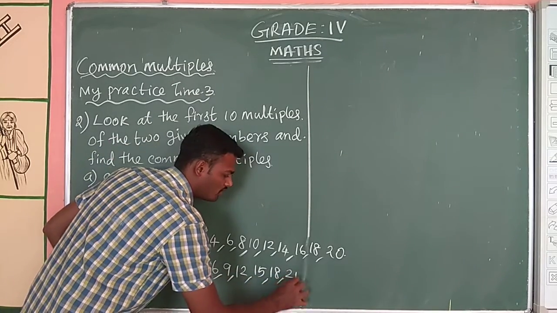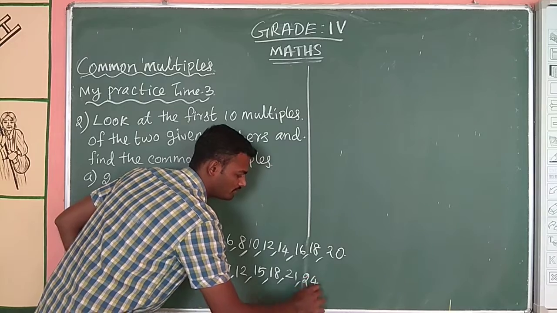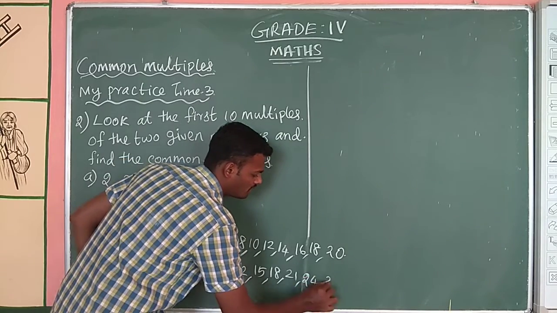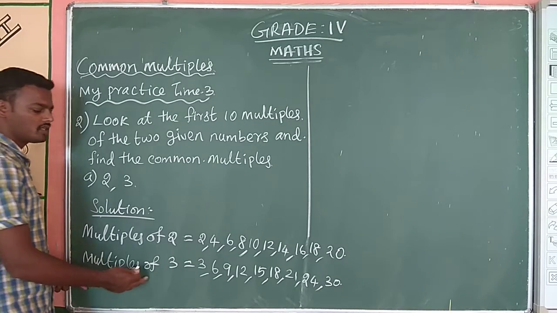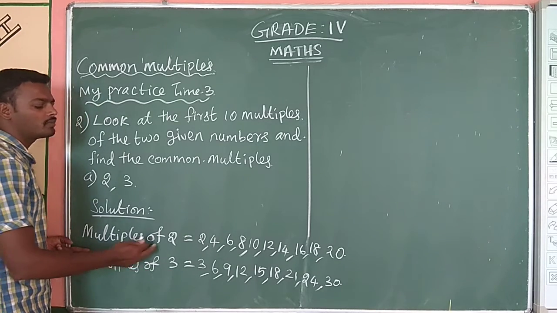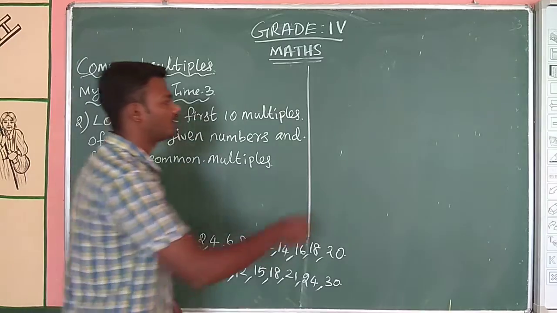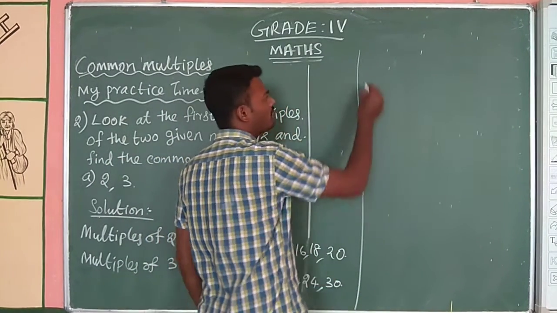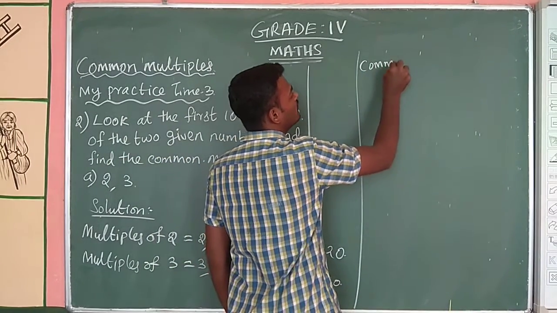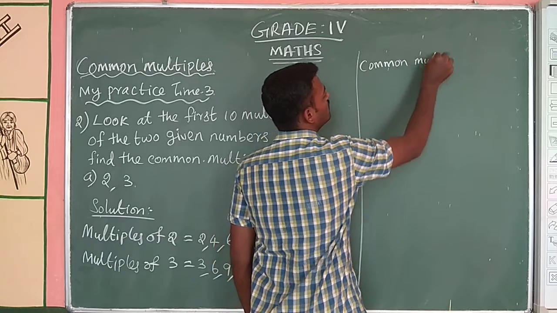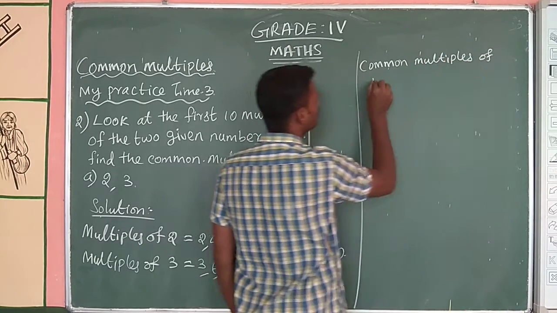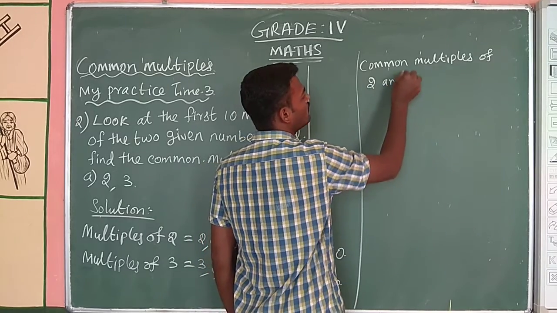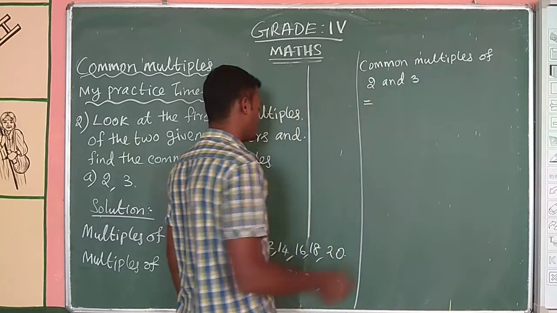7 3s are 21, 8 3s are 24, and so on up to 10 3s, which is 30. These are the first 10 multiples of 3 and the first 10 multiples of 2. Next, we find the common multiples of 2 and 3.